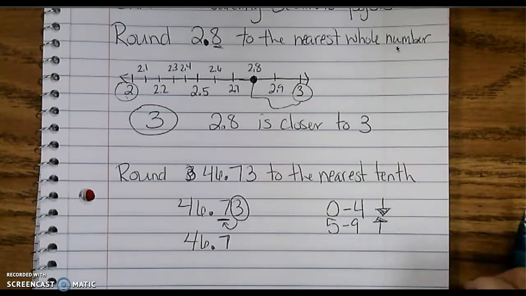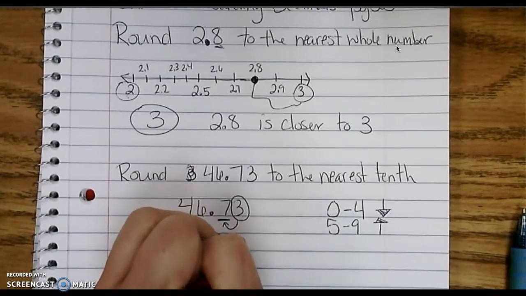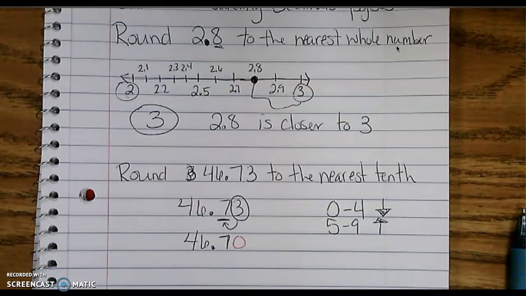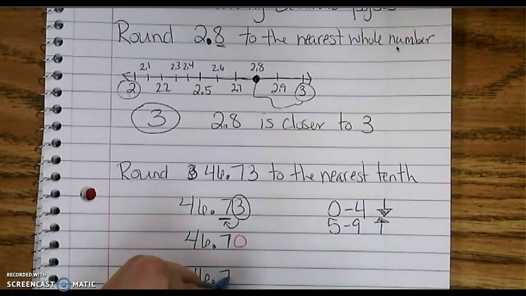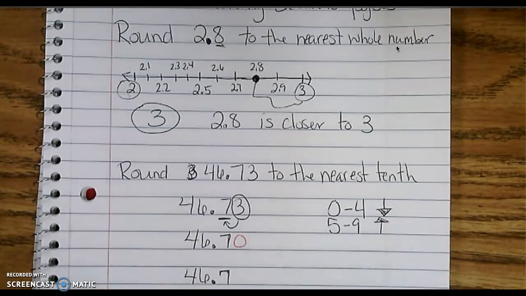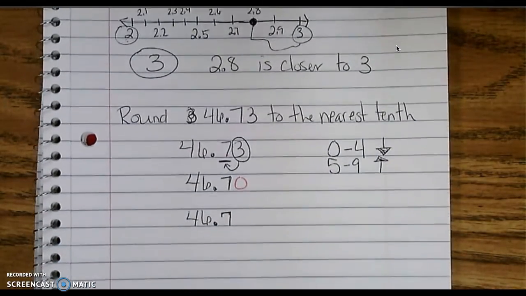Now, if you put a 0 in that spot, let me change color so you can see the difference here. If I put a 0 in that spot, that's not wrong because 70 hundredths is the same value as 7 tenths. But part of the point of rounding is to get rid of those extra digits in the place value positions, right? So even though this is not wrong, really 46 and 7 tenths is the answer that I'm aiming for because I'm just getting rid of those extra digits.